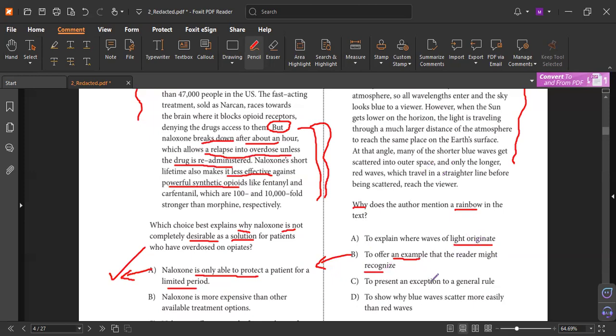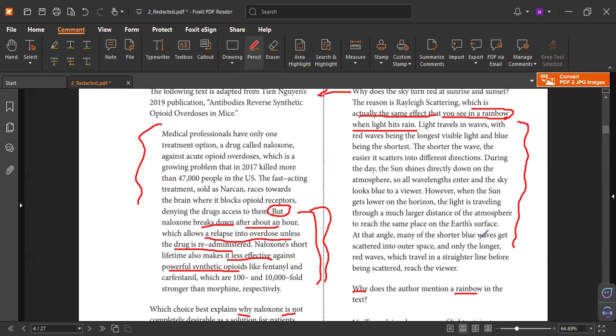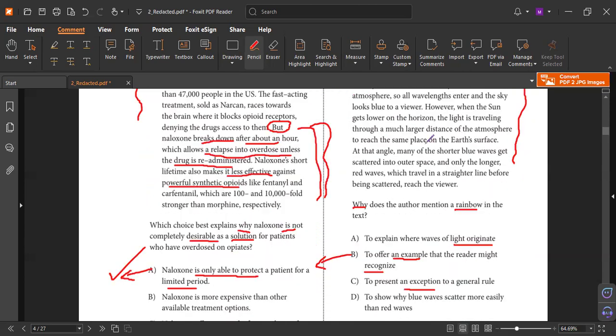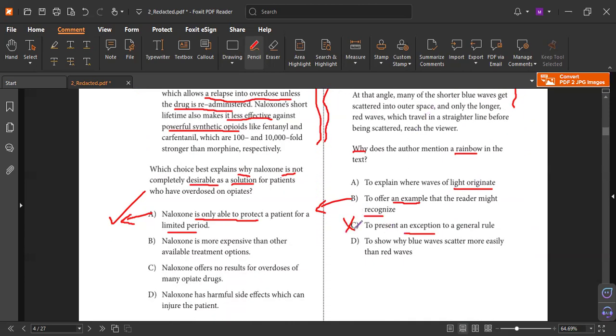And this example is not an exception because it supports the main point. How is it an exception? Do you feel it? Because he said here, actually the same effect. You see, so it's not an exception. To show why blue waves scatter more easily, it does not. So D is wrong.